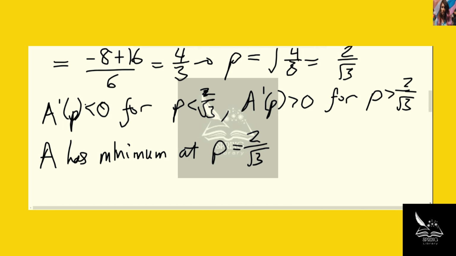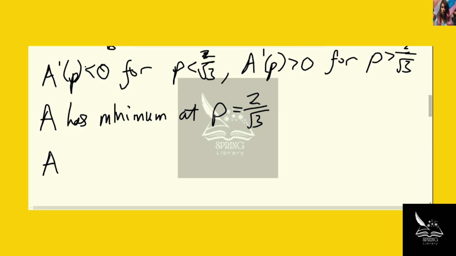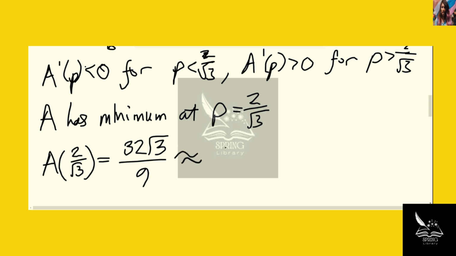Plugging in the value of p to our area equation, we get that the area at 2 over root 3, this is our minimum area. This simplifies to 32 root 3 over 9 after a few steps, which is approximately 6.1584.